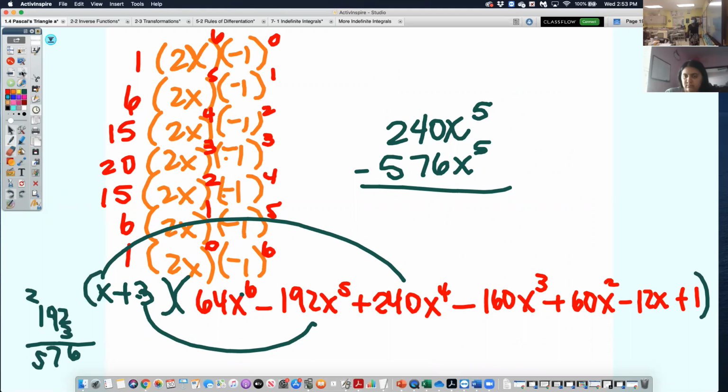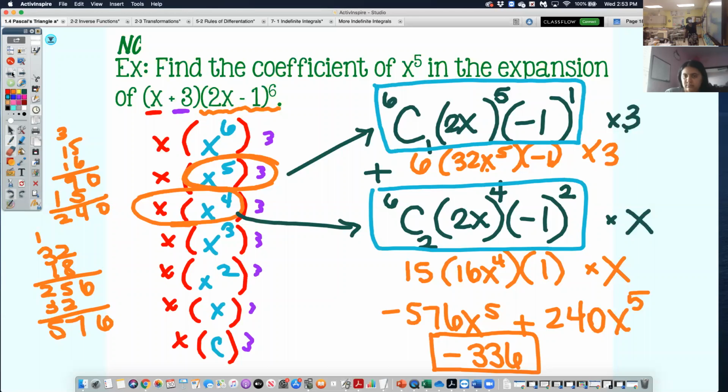I got through it in 2 minutes because I'm quick. It might take you guys longer, and I don't want you guys to do that. So try to recognize which terms would give you x to the 5th in the expansion when you multiply each term by x and when you multiply each term by 3. And then only pull out those particular terms and do that with it.